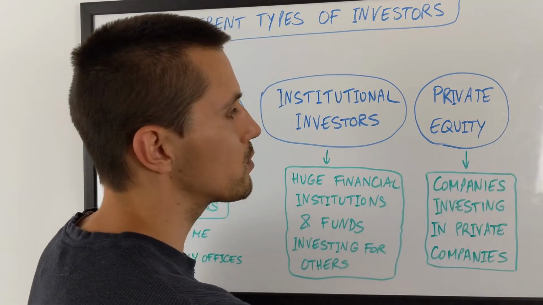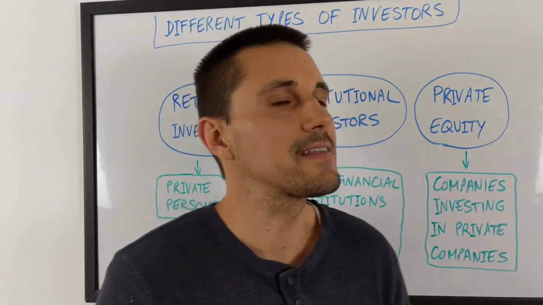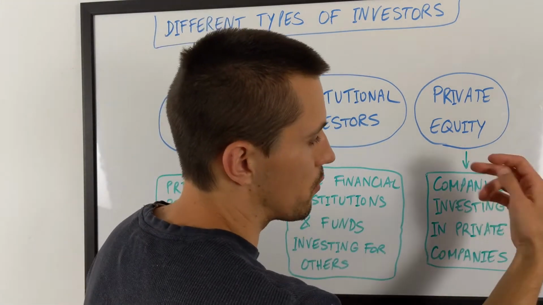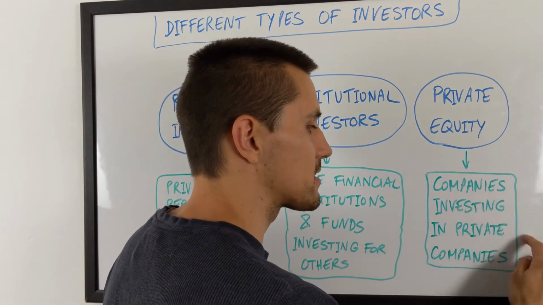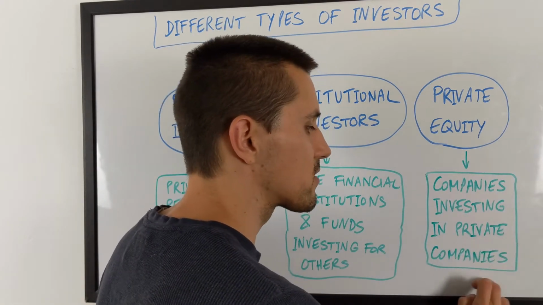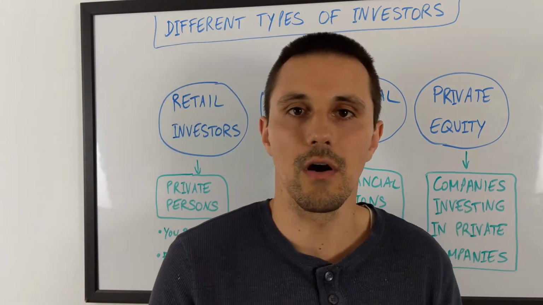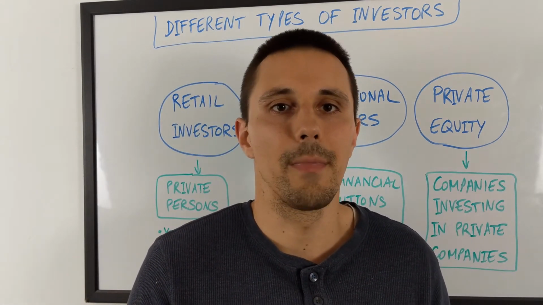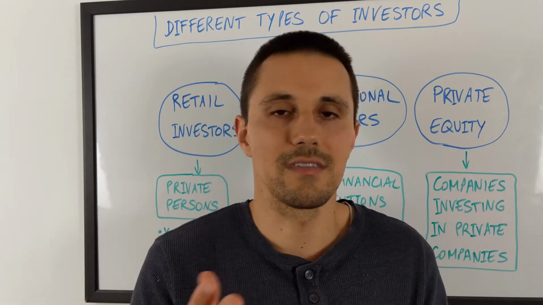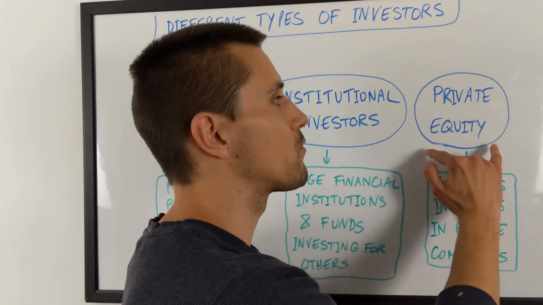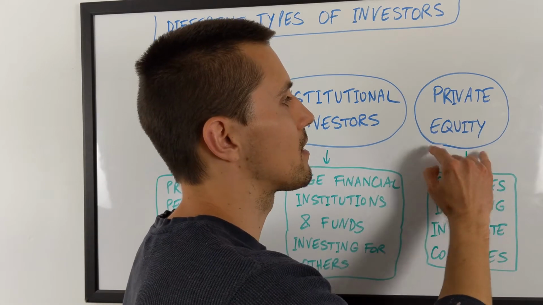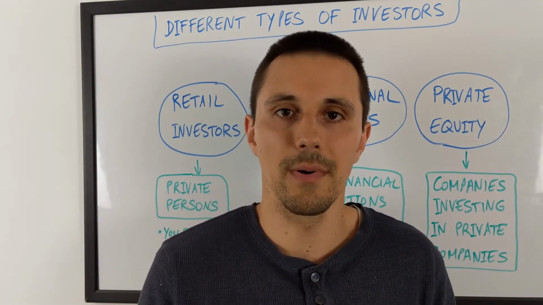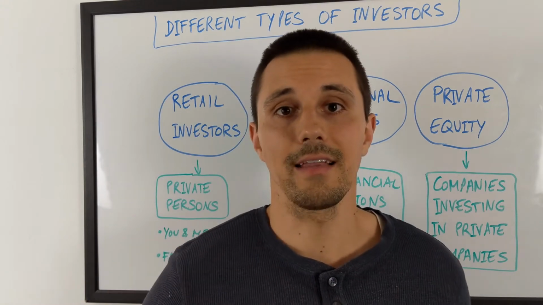So what do private equity companies do? Well, basically they are specialized investors, which means they are companies investing only in private companies. So they will not invest in companies like Apple, which is a publicly traded company, but let's say in very young startups, for example. But here again we will differentiate, because there are different levels and different sizes of private equity companies, so we will talk about it later in the video.